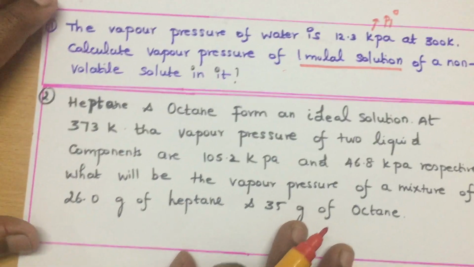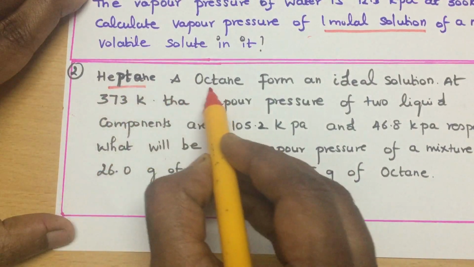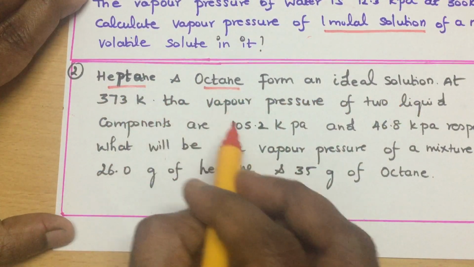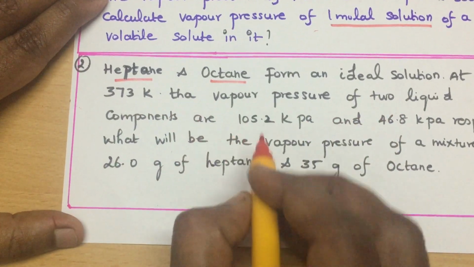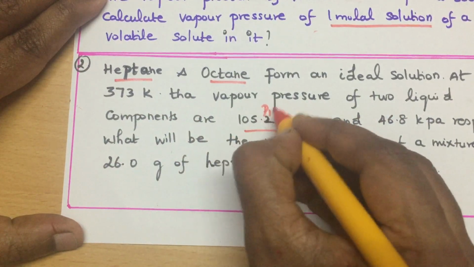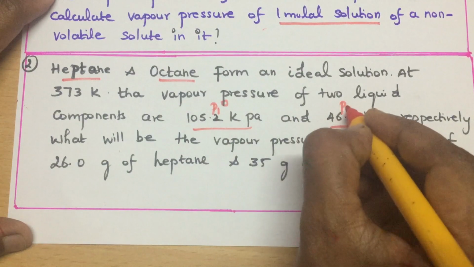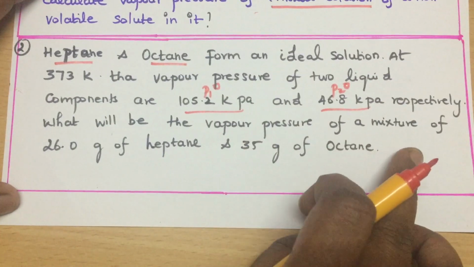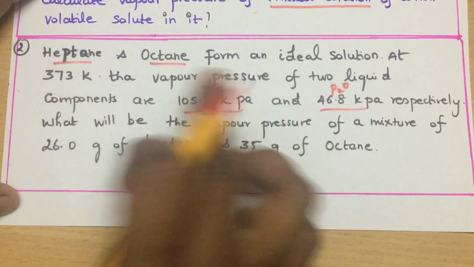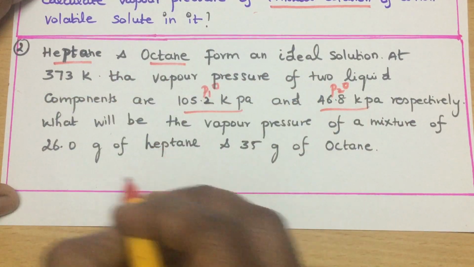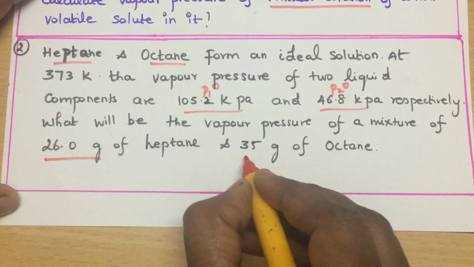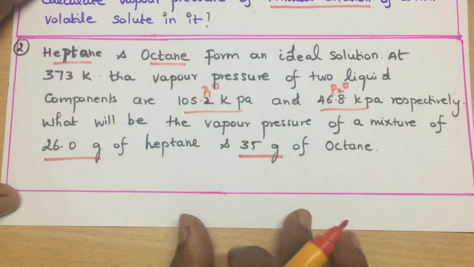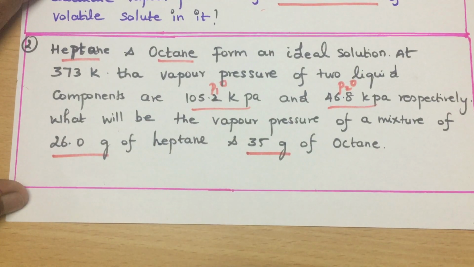Okay, find out. So this is the second one: heptane and octane form an ideal solution. The vapor pressure of the two components, so this is P1 naught and this is P2 naught. What will be the vapor pressure of the mixture if you mix 26 grams of heptane and 35 grams of octane? What will happen to its vapor pressure, they are asking.